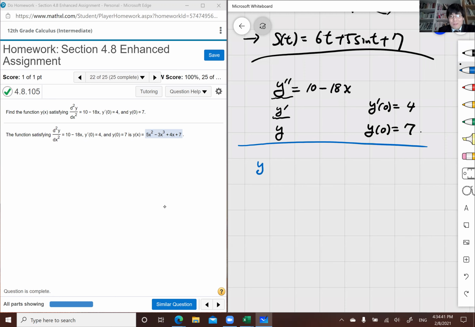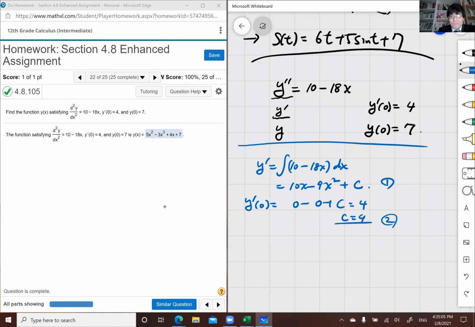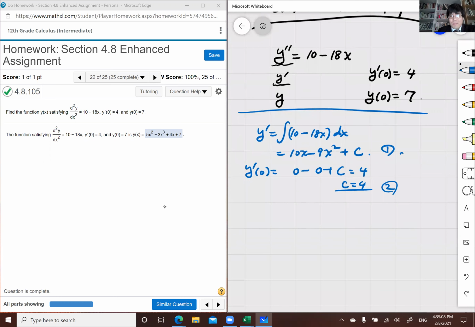So let's find y dash. So y dash is going to be the integral of 10 minus 18x dx. And that's going to be 10x minus 9x squared plus c. Okay, now we know that y dash of 0 is equal to 4. So c must be 4. So from those two, y dash is equal to 10x minus 9x squared plus 4.